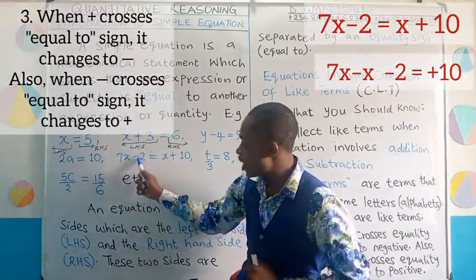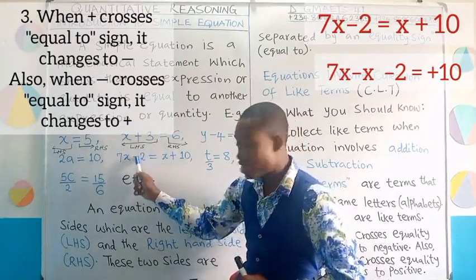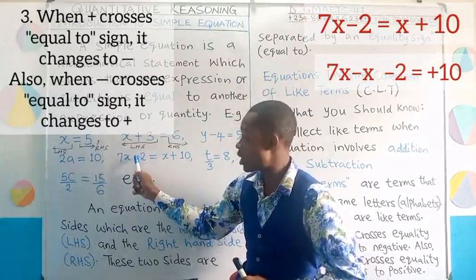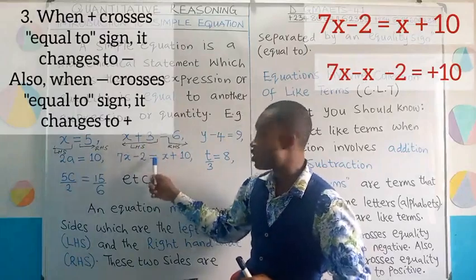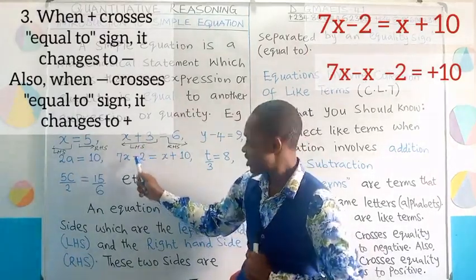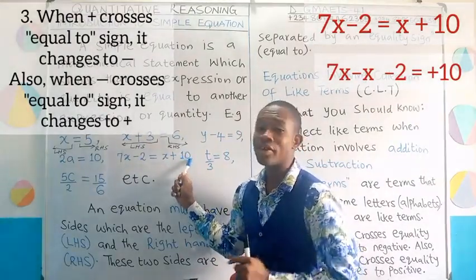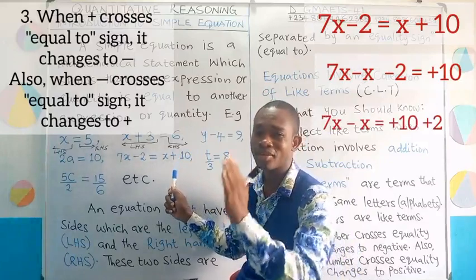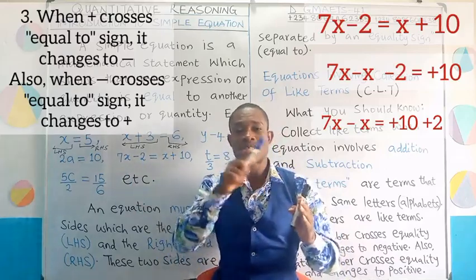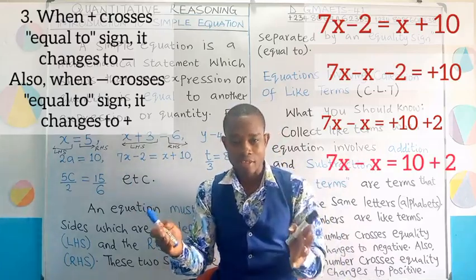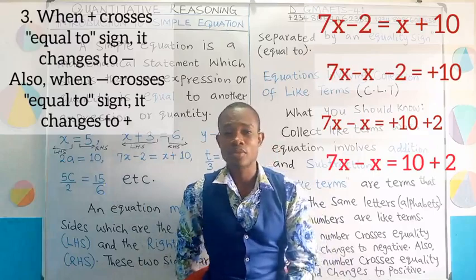Now, I also told you that minus 2 will cross to the right hand side to meet 10. This 2 here is carrying minus. You can see just before the 2 you have minus. So this minus belongs to 2. As this minus 2 is moving to the right, it will cross this equality sign. So the minus 2 coming to the right will change to what? Plus 2. So that on the right hand side, you now have 10 plus 2. So in all, from what I explained here, what you will now get is 7x minus x equal to 10 plus 2. And you have collected your like terms.